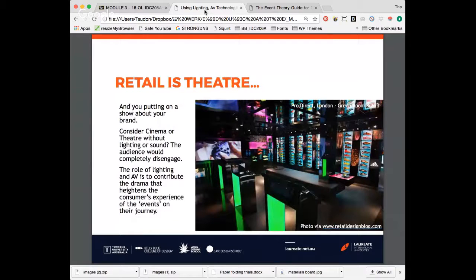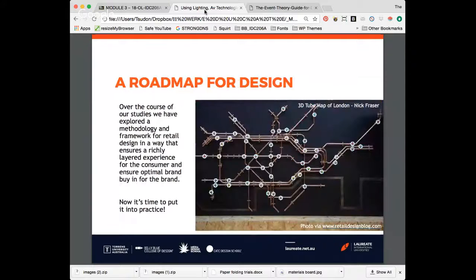So essentially, retail is theatre. And what you're doing is putting on a show about your brand. So consider cinema and theatre without lighting or sound. It would be really difficult to relate to, and the audience would completely disengage from it as a whole, particularly the audience of today's market. So the role of lighting and AV is to contribute that drama and that heightened sense of engagement with the customer's experience on their journey.